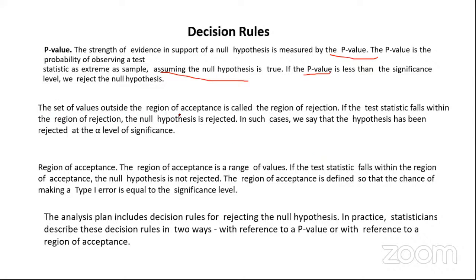Now, the set of values outside the region of acceptance is called what? The rejection zone. Now, we have set 45 and 60, but there are values below and values above. These form the rejection zone. Now, if the test statistic falls within the region of rejection, the null hypothesis is rejected. In this case, we say that the hypothesis has been rejected at the alpha level of significance. We'll be able to understand better. So we have the acceptance and the rejection zones.